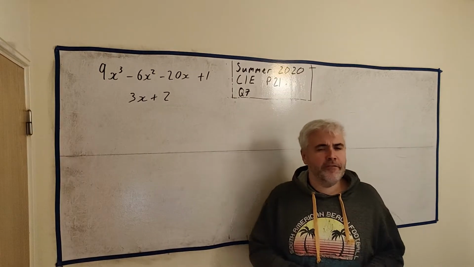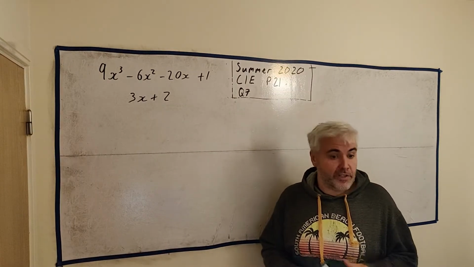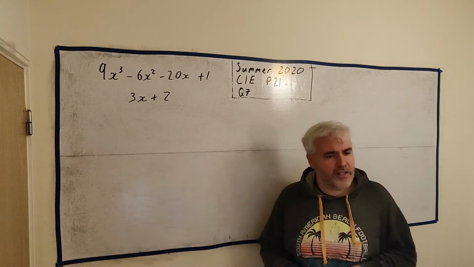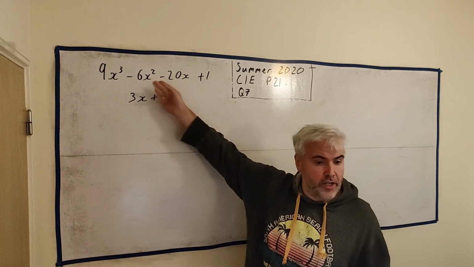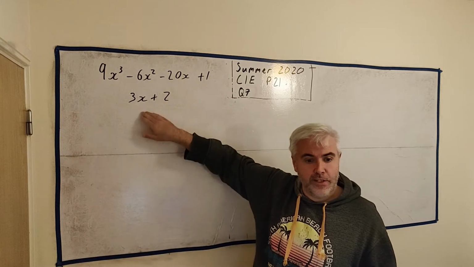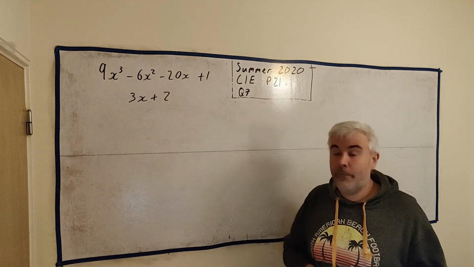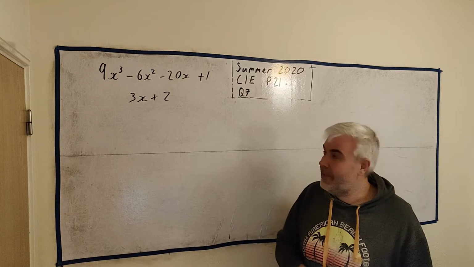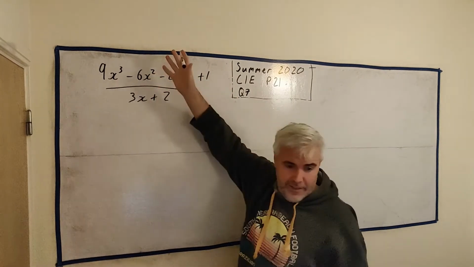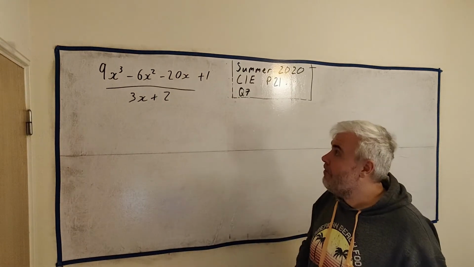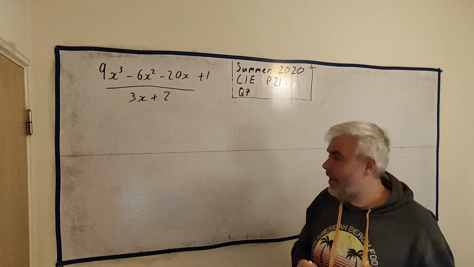The first thing that confused a lot of students about this question was actually the English involved. The question says, find the quotient when this equation here is divided by this one and show that the remainder is 9. So what did that mean? All it means is this is divided by this. Find the quotient and the remainder.